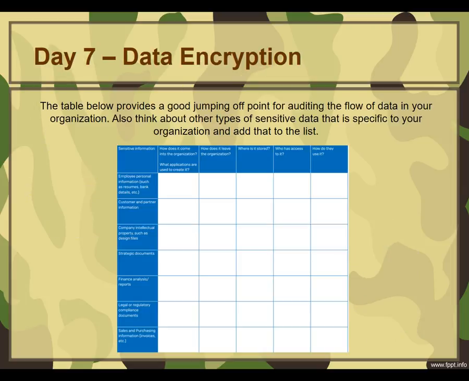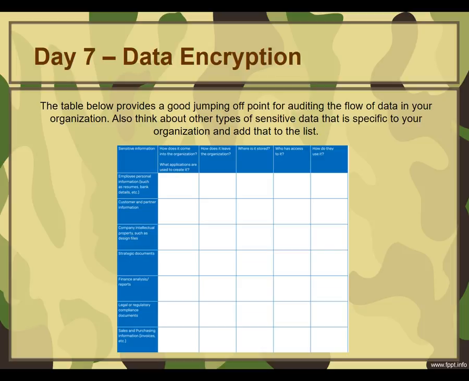There's a table below that I've included in this course. It's a good starting point to audit the flow of the data. Think about other types of sensitive data that is specific to your organization, and you can add it to this list as well. But this lets you target, where does the email come from? Where's the data in your organization? When does it leave? I mean, all this information is there.